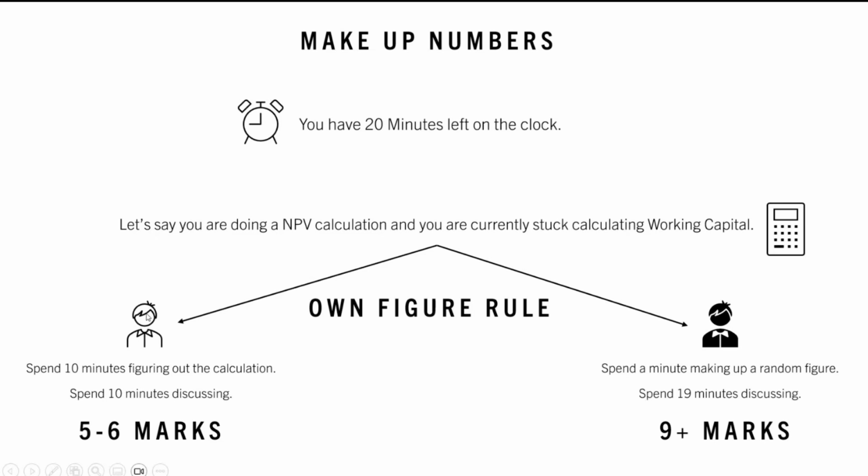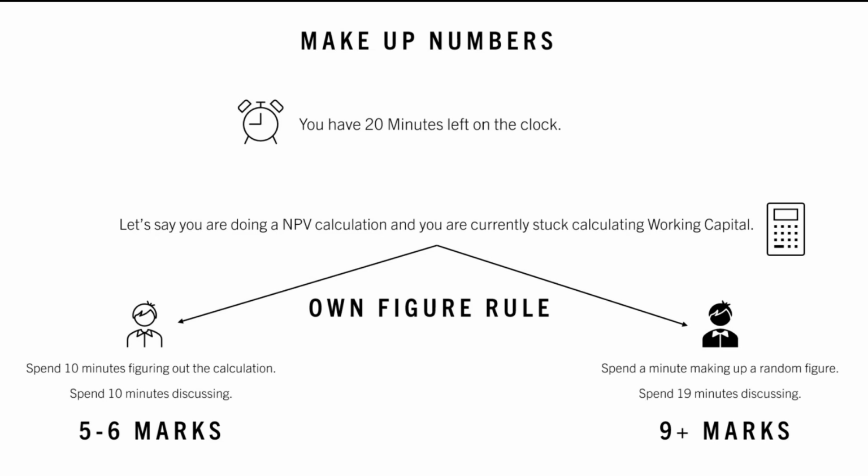Again, let's take person A, right? So person A spends 10 minutes figuring out the calculation, right? So 10 minutes just to figure out the working capital requirement, which is hardly worth 1 or 2 marks at max in the entire calculation, right? So if you're spending 10 minutes just to get 1 or 2 marks, that is not efficient at all, right? And let's say the next 10 minutes the person spends discussing, just writing down the report. In these 20 minutes, person A has managed to only bring up 5 to 6 marks, which is not a lot, right? Very bad efficiency of time over here.